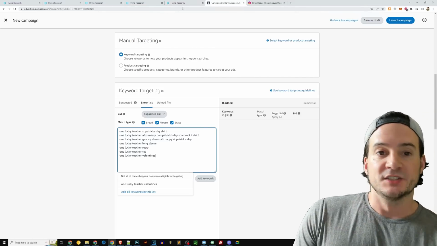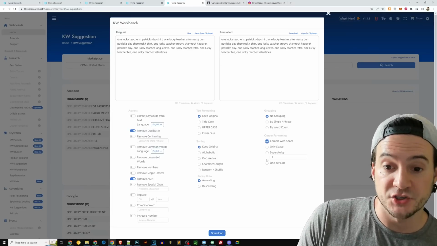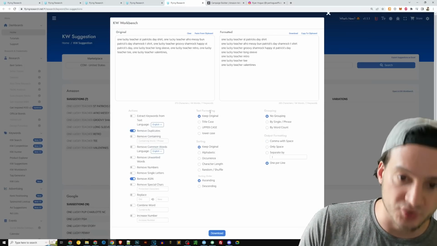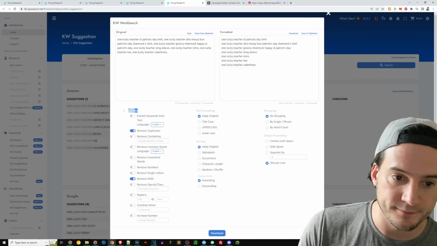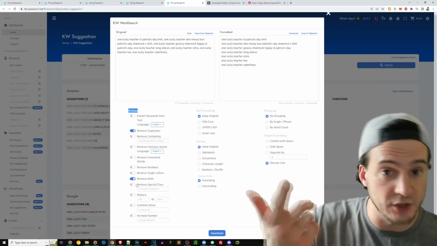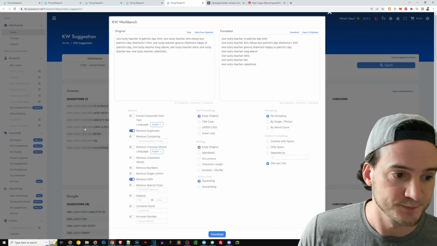So just like that, guys, one click and you can change the formatting of the output. Hopefully you see how I did that there. You can also do sorting, text formatting, and actions like removing duplicates, etc. So if you need a deduper for your own list, you can do it right here in the keyword workbench.